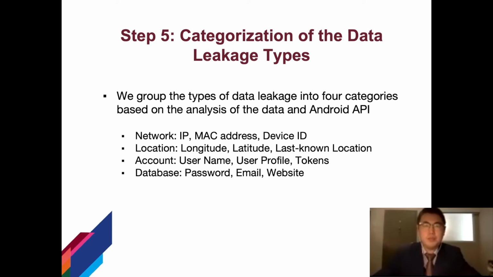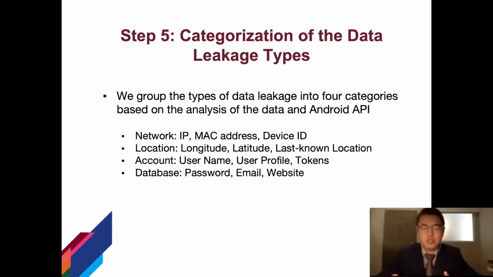The next step, we categorize the data leakage types. Based on the analysis of the data and Android API, we group the types of data leakage into 4 categories. For the network, it includes the IP, MAC address, and device ID. For the location, it includes the longitude and latitude. For the user, it has the username, user profile, and the token. And for the database, it includes password, email, and the website.